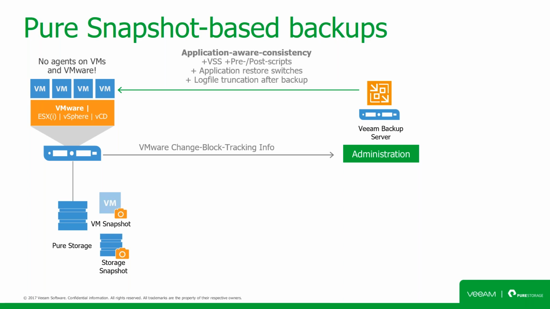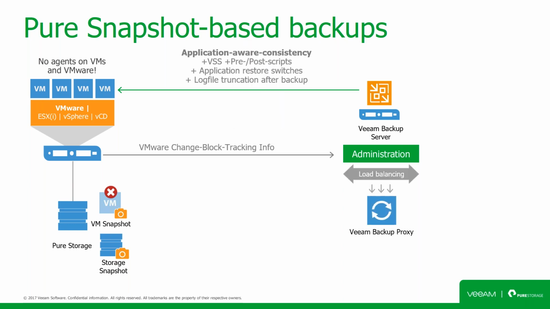Then we take a VMware snapshot. Once we have the VMware snapshot, we can get the change block tracking information. We talk to the Pure Flash Array through the API, and then we take the whole volume snapshot as the next step. Once we have the storage snapshot, we remove the VMware snapshot. So the VMware snapshot only lasts for a few seconds.